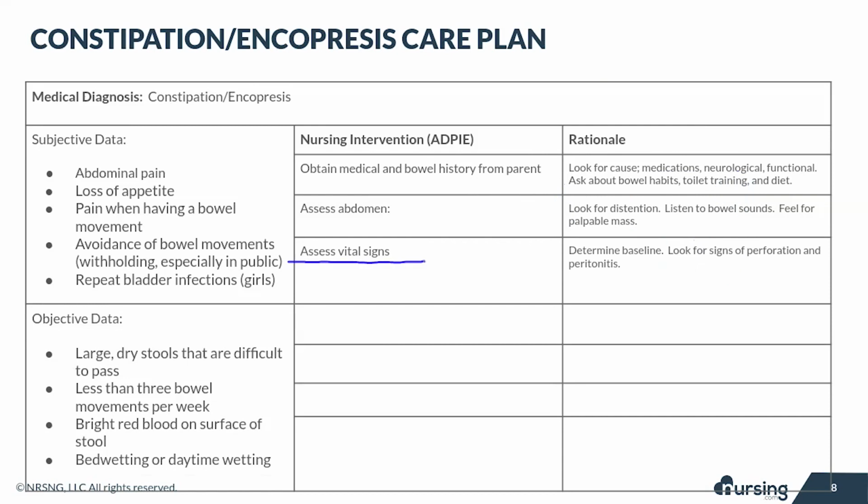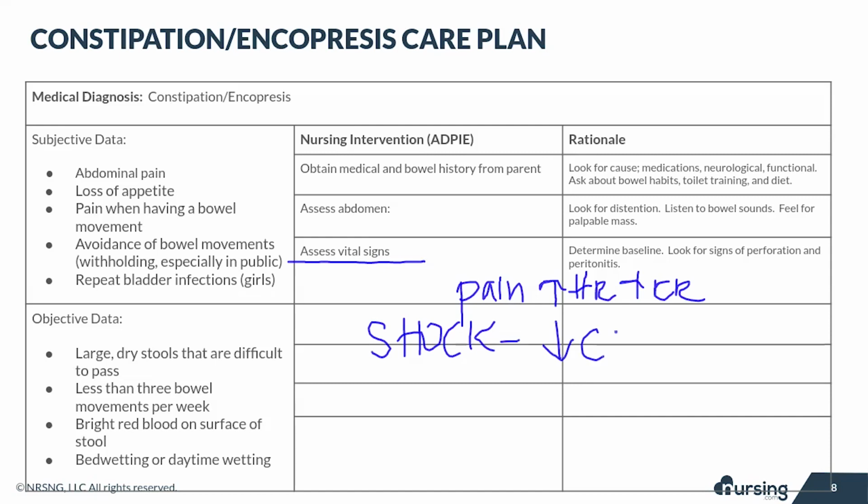Next, you want to assess the patient's vital signs. If the child is in a lot of pain, you may notice an increase in heart rate, and an increase in respiratory rate as well. In more severe situations, if the constipation has led to something like a bowel perforation, you want to be on the lookout for signs of shock. So the things you want to be looking for there are, again, increased heart rate, increased respiratory rate, and then delayed capillary refill time, and eventually decreased blood pressure.